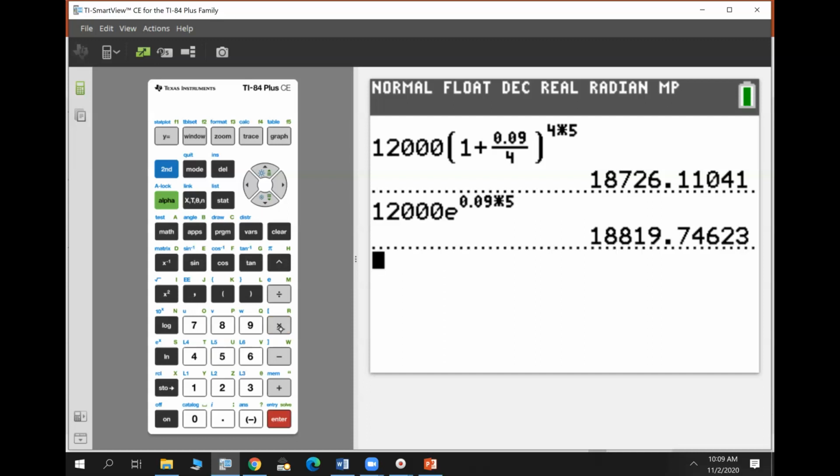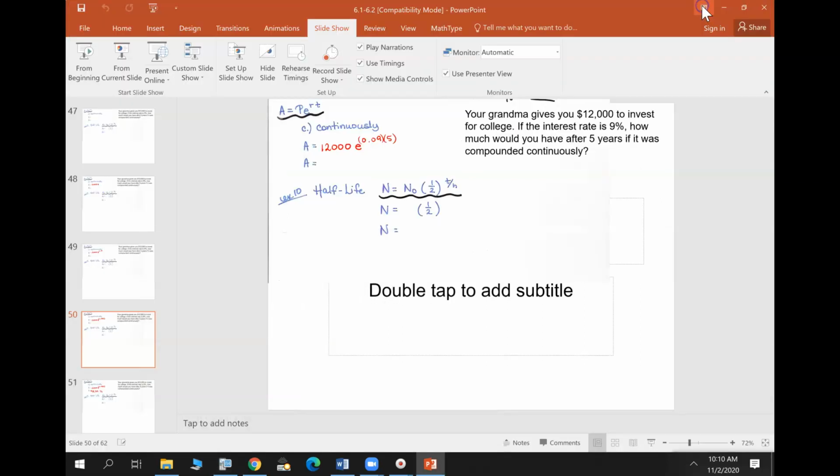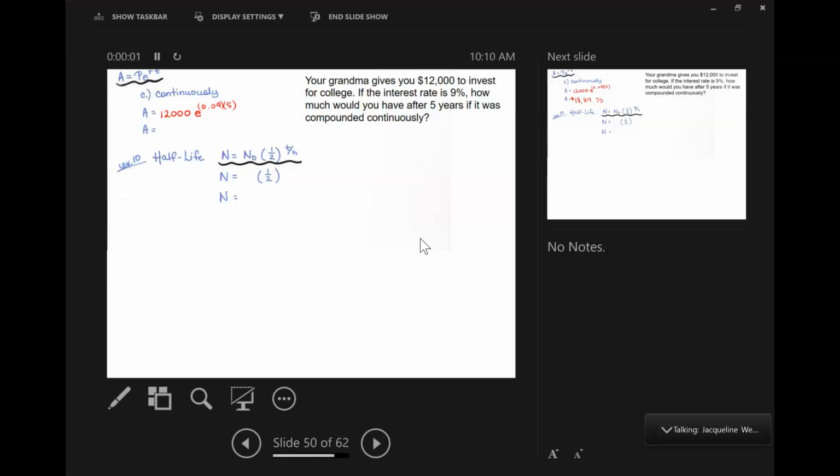All right. So again, it is more, just maybe not as much more as we thought that it might be. All right. So the more often it is compounded, then the more money that we make.